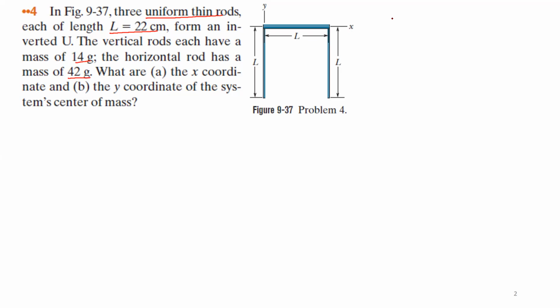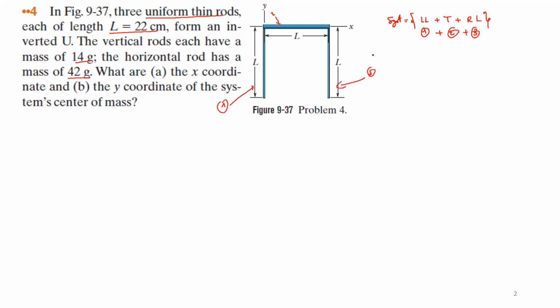Okay. So the system, which is my table, is made of the left leg plus the top plus the right leg. The left leg, I'll call it 1. The top, I'll call it 2. The right leg, I'll call it 3. So this is 1. This is 2. And this is 3.